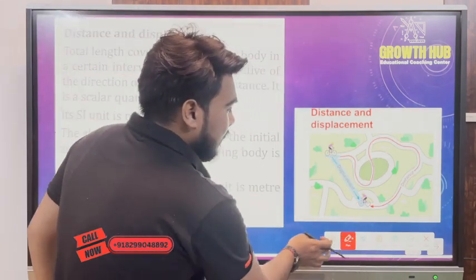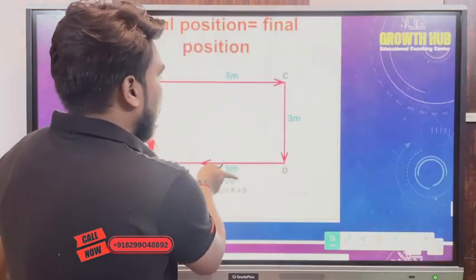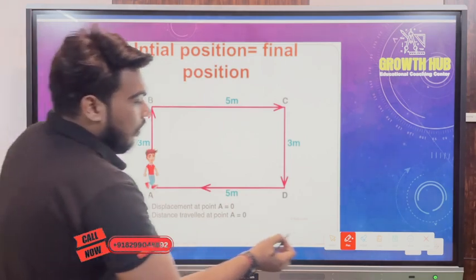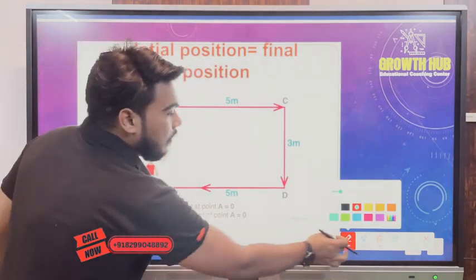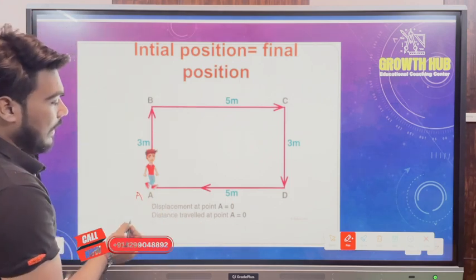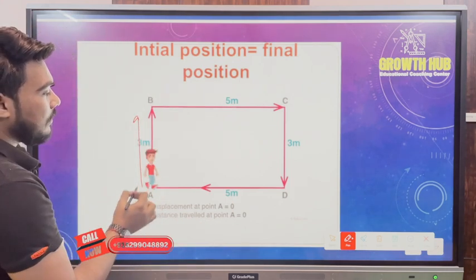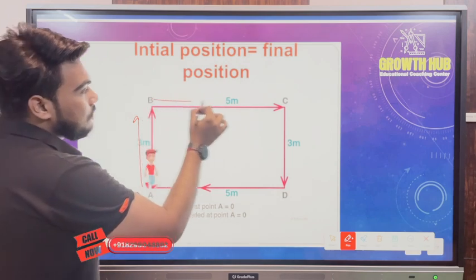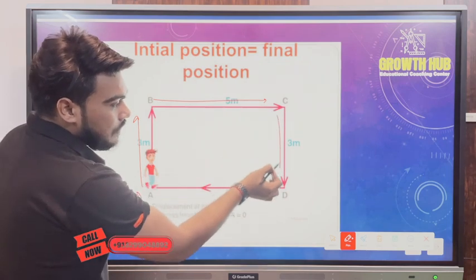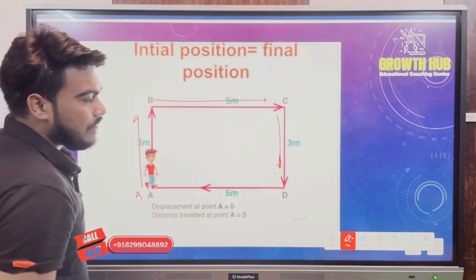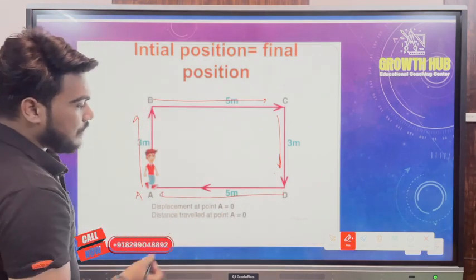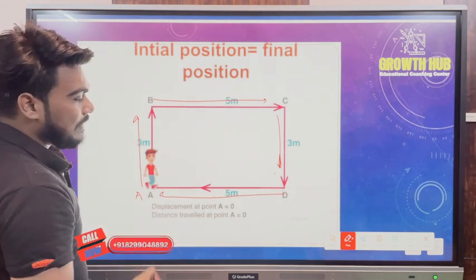Let's understand in detail with some more examples. Distance and displacement of a boy traveling on a path. He starts traveling from position A, goes 3 meter up and then 5 meter to point C, and again turns and covers a distance of 3 meter to point D and travels back to the same position. So what will be the distance covered by the boy?